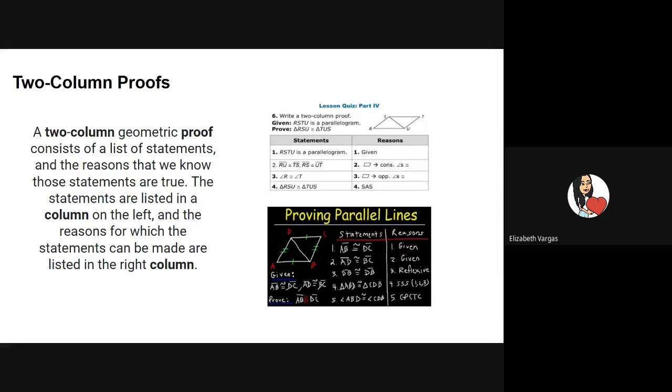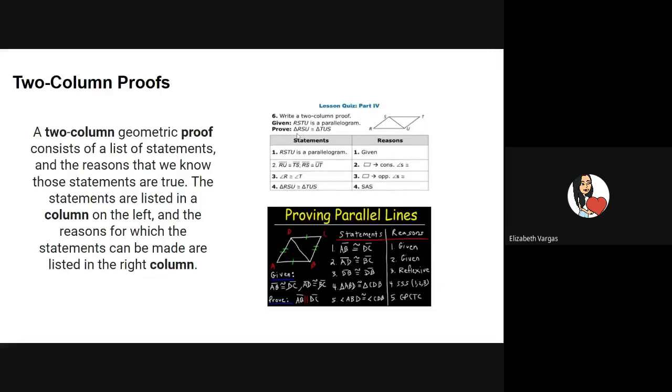So a 2-column proof is one of the most common proofs that we can see. A 2-column proof is a geometric proof consisting of a list of statements and reasons that we know those statements are true. The statements are listed in a column on the left side, and the reasons for which the statements can be made are listed on the right side. So basically, we start with our statements, and as you can see here, we always start with our given. And then we always end with what we're trying to prove.